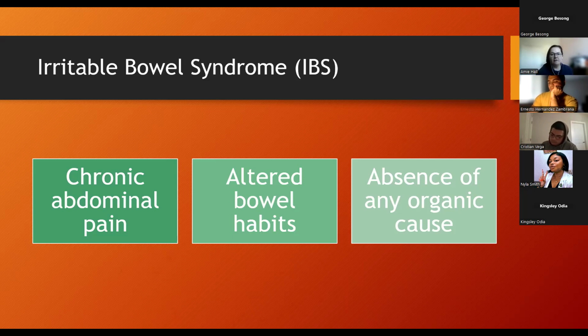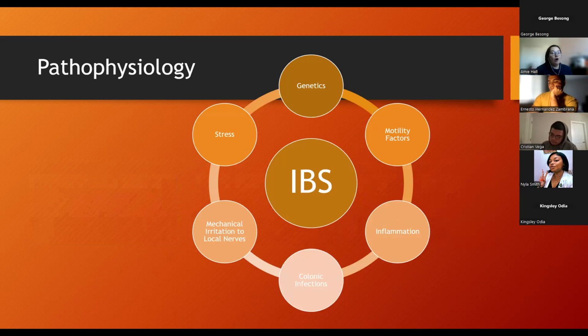Because we don't know what causes IBS, we think about a lot of factors that can contribute to it. We see things like genetics playing a role. So if a family member has it, you're more likely to have it. We see some issues with motility factors. So altered somatovisceral and motor dysfunction in the intestines that can lead to how fast or slow the stool is traveling through the GI tract.